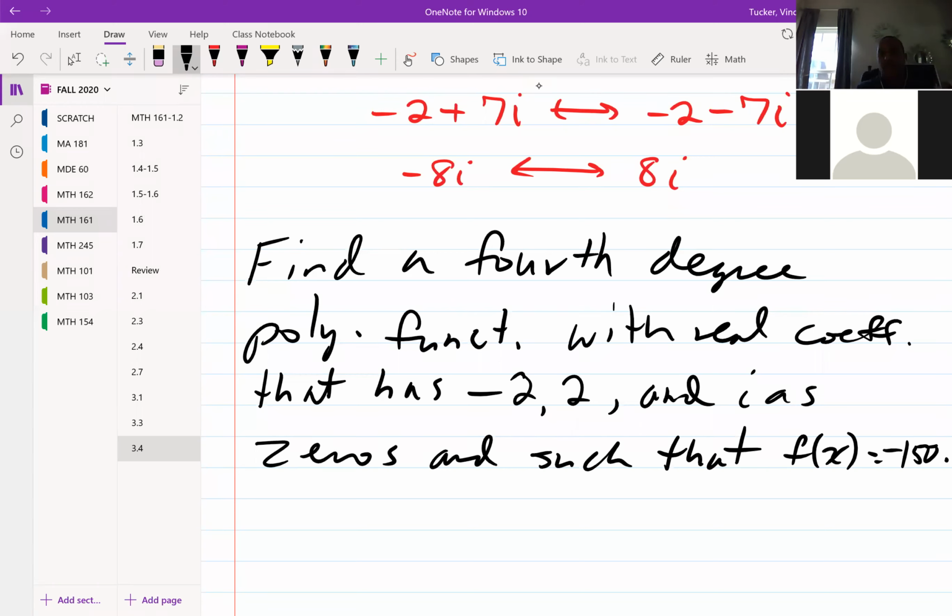All right, so we want to find a fourth degree polynomial function with real coefficients that has negative 2, 2, and i as zeros, and such that f of 3 is equal to negative 150.